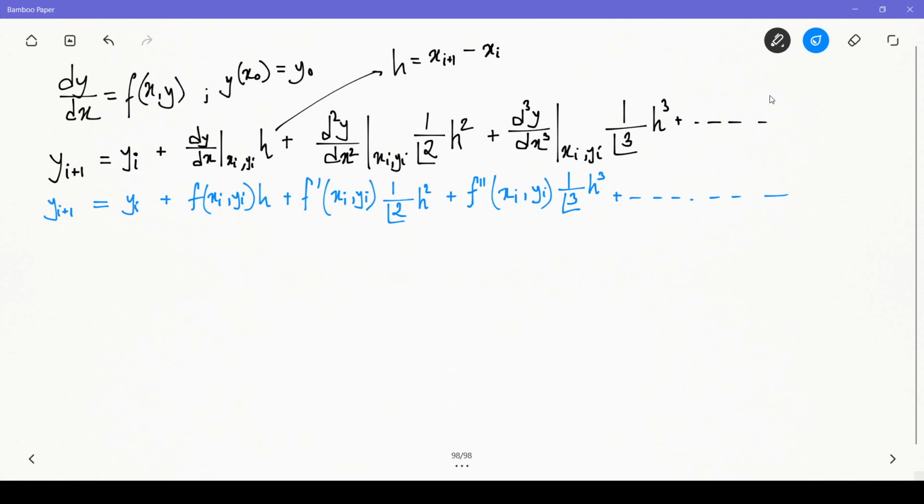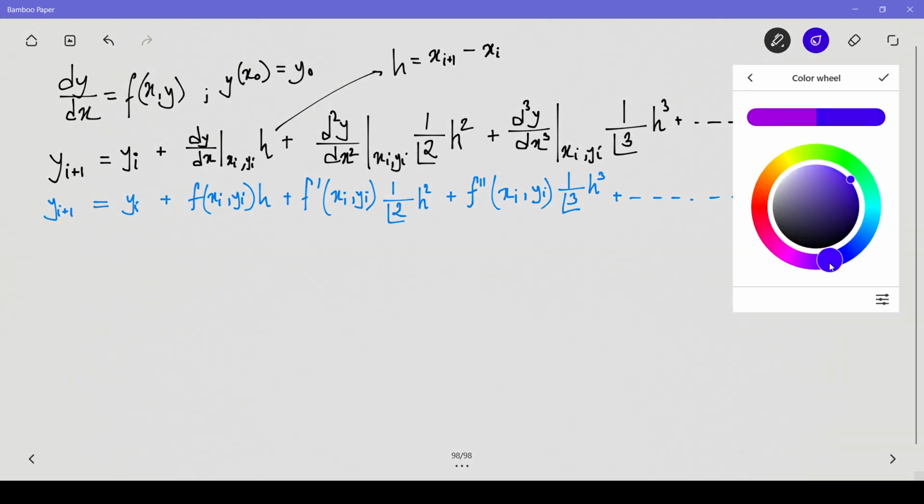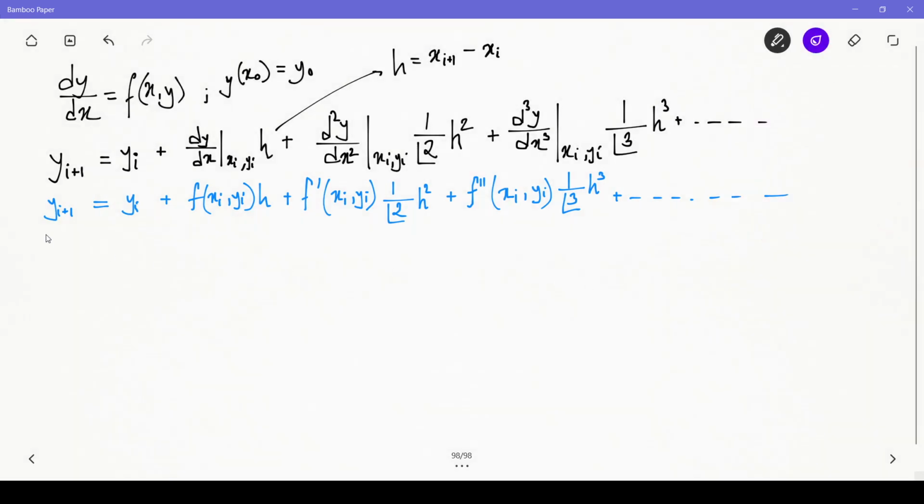Okay, fine. So now what can we do in order to show the formula for the Euler's method? We take the first two terms of the Taylor series, right? So this thing is Euler's method, right? Okay, so you can also call it Runge-Kutta first order method, or RK1 method.